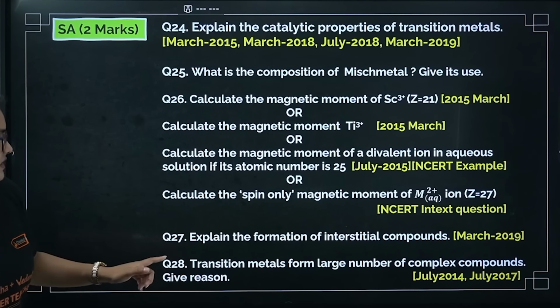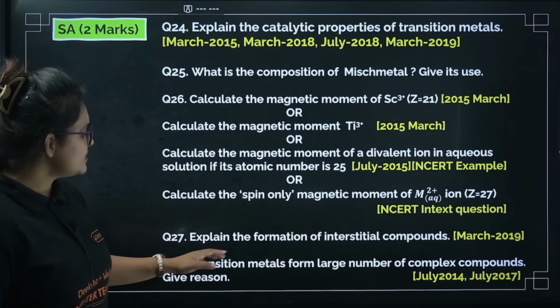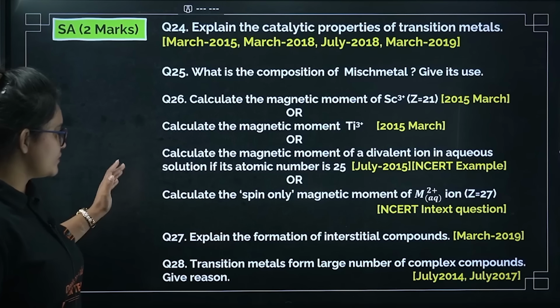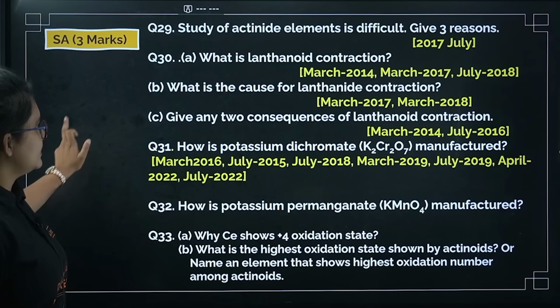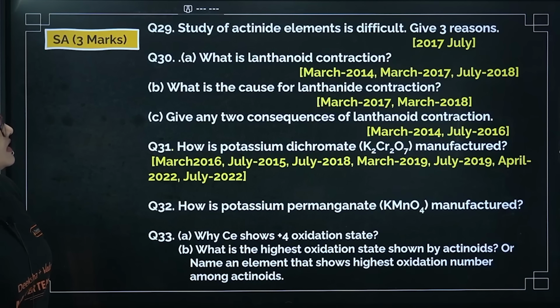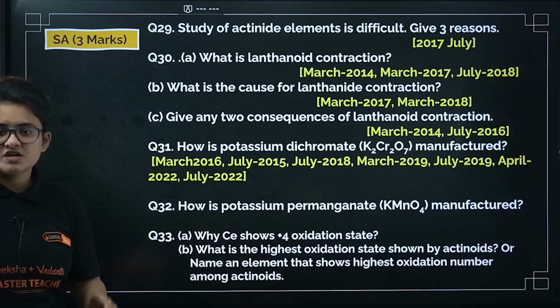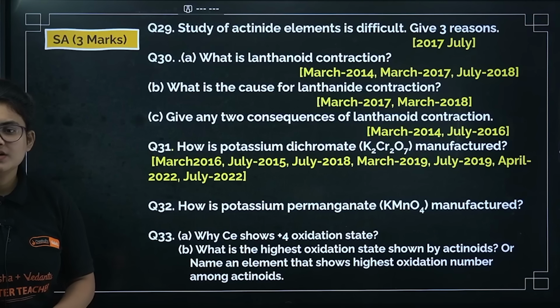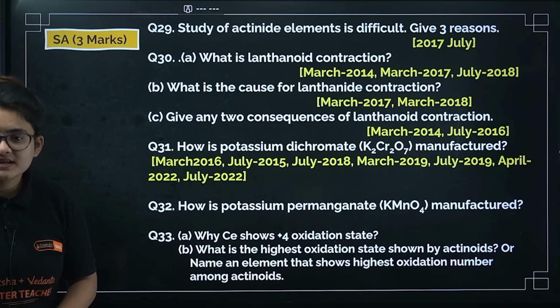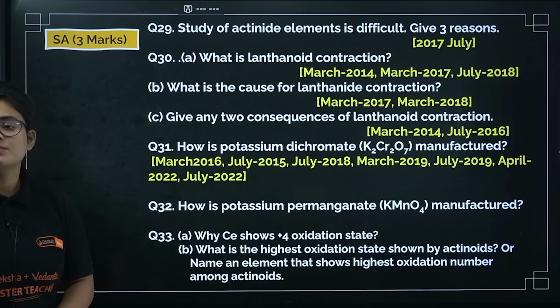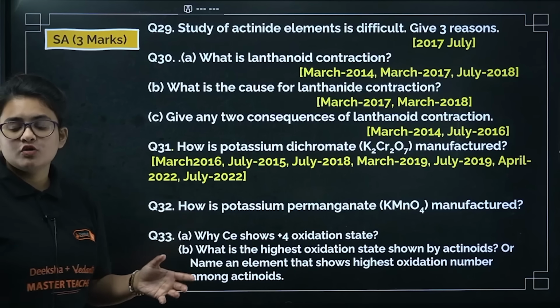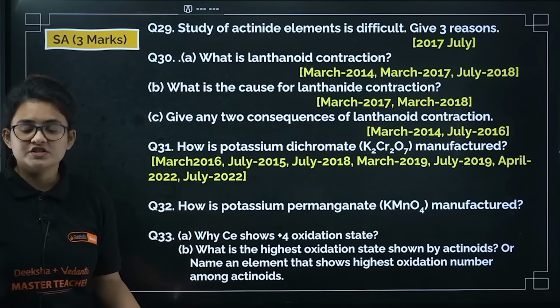Okay, next, transition metals form a large number of compounds, why? Okay, complex compounds, why? Next you can see why the study of actinides is important, lanthanide contraction, and its consequences. Okay, what is the reason for lanthanide contraction, and most importantly the manufacture of potassium dichromate and potassium permanganate.